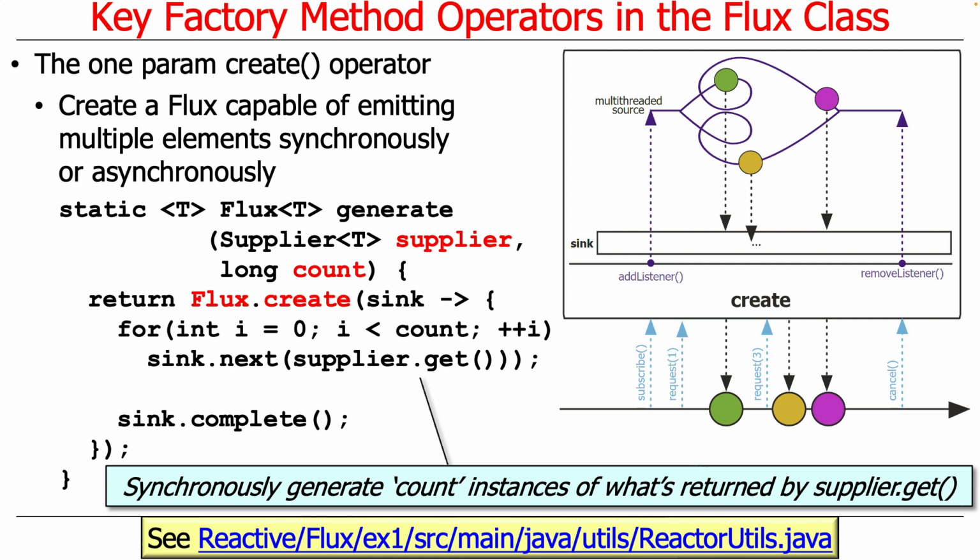So here is a method called generate, which we're going to write just for kicks. We have a method called generate. We're going to give it a supplier and a count. And what the generate method is going to do is call flux create to synchronously generate count instances of whatever is returned by supplier.get.